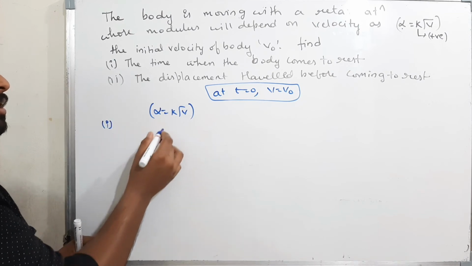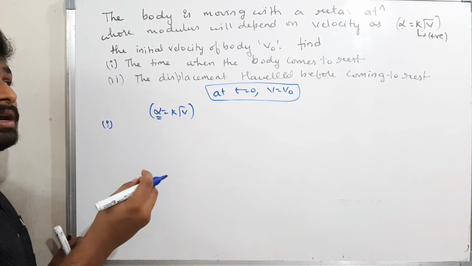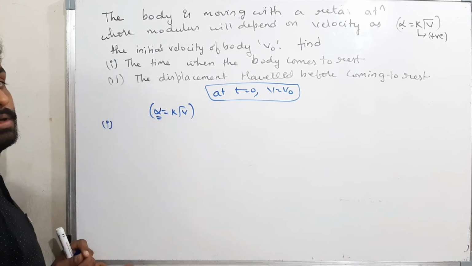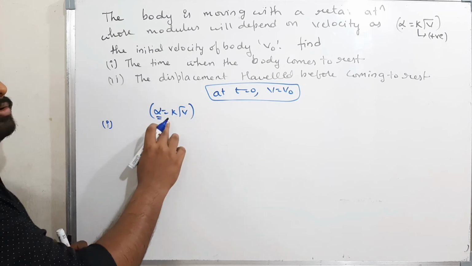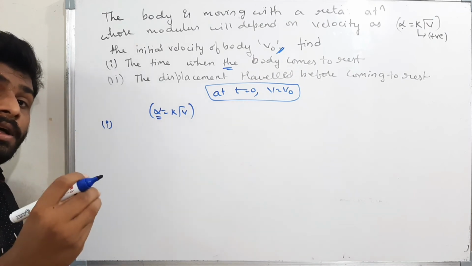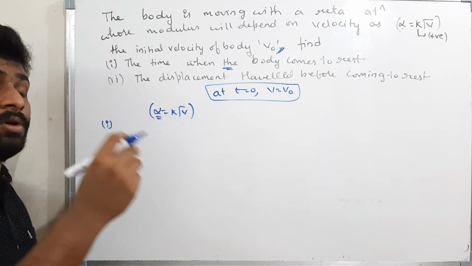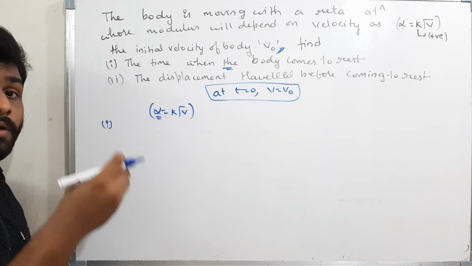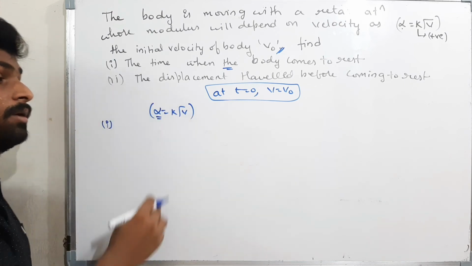See here. Alpha. How can I relate the relation between alpha and V? And they gave V naught and they have to find the time. Therefore, that means I have to relate the time in terms of V naught, because only the term what I know is V naught. Therefore, I have to relate the time in terms of V naught. Now, what I am doing here?